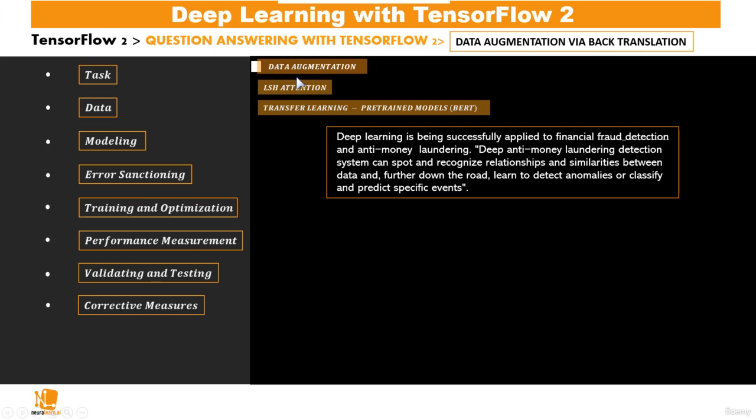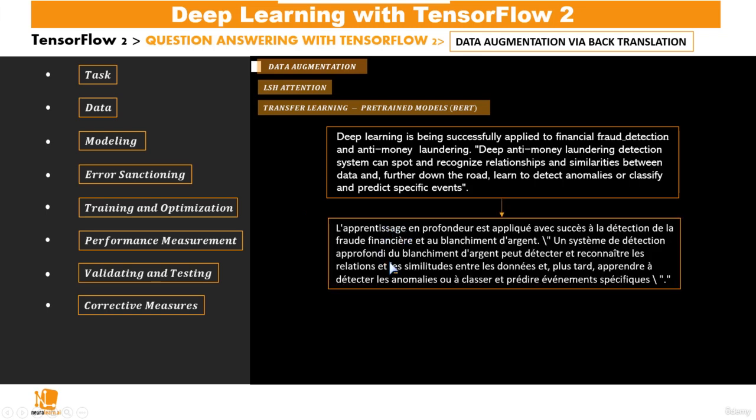Let's start with data augmentation, that's data augmentation with back translation. Supposing we have this input context, deep learning has been successfully applied to financial fraud and all of this. What we could do is use a neural machine translation model to convert this into another language, say French, where we now have "l'apprentissage en profondeur est appliqué avec succès à la détection de la fraude financière et au blanchiment d'argent" and all of that.